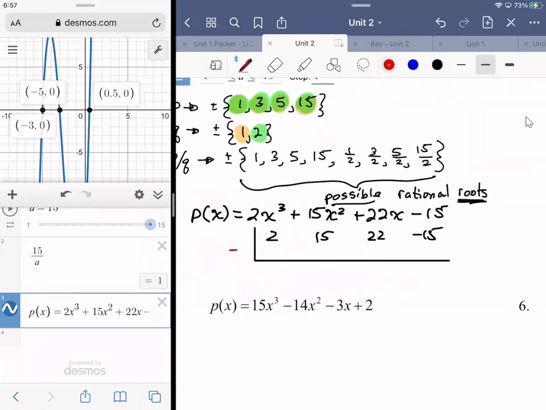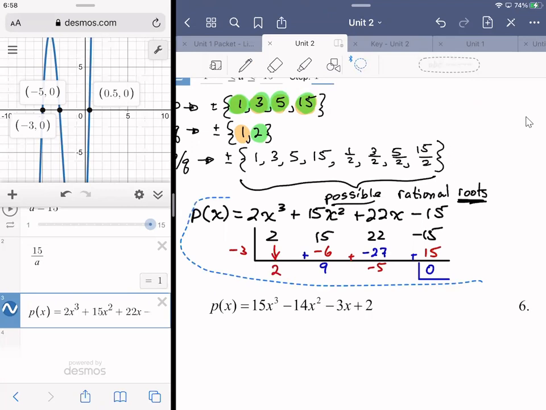I'm going to put the negative 3 on the outside. So 2 times negative 3 is negative 6. Add, I get a 9 times negative 3 is negative 27. Add, I get a negative 5 times negative 3 is positive 15. Add, and I get a result of 0, which is what you get when a number divides evenly through synthetic division. So we're looking pretty good here.